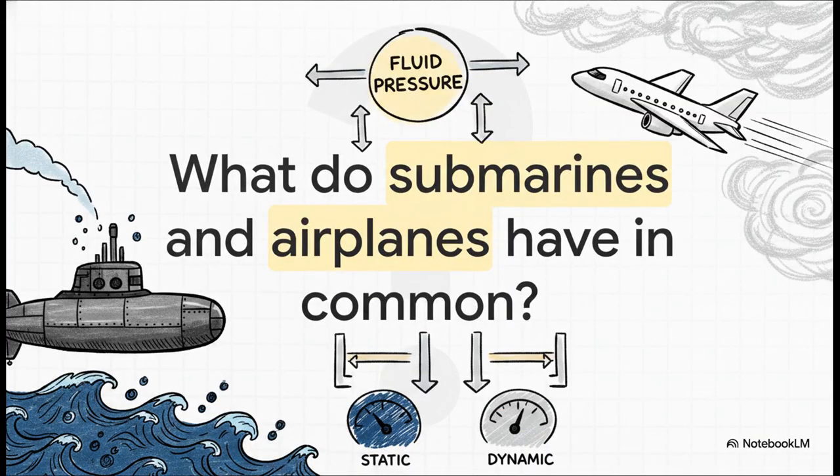Okay, let's dive into this. Consider this little mystery. On the surface, a heavy metal submarine exploring the crushing depths of the ocean, and a sleek airplane soaring through thin clouds. They seem like total opposites, right? One navigates water, the other air. But here's the thing. To a physicist, water and air are exactly the same thing. They're both fluids. And both of these incredible machines rely entirely on mastering two distinct types of invisible fluid pressure to survive. So let's crack the code on what these pressures actually are.